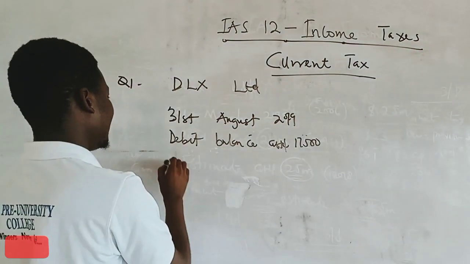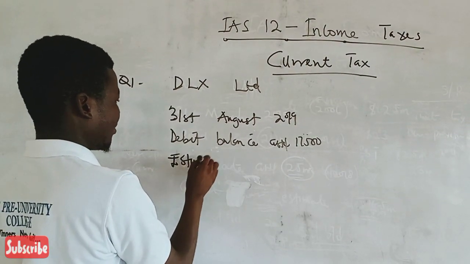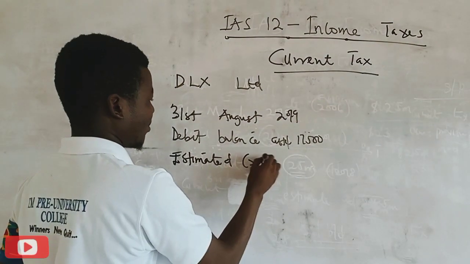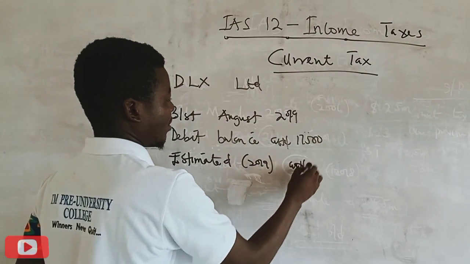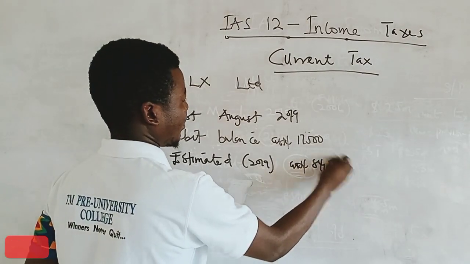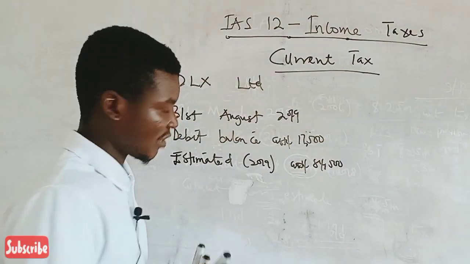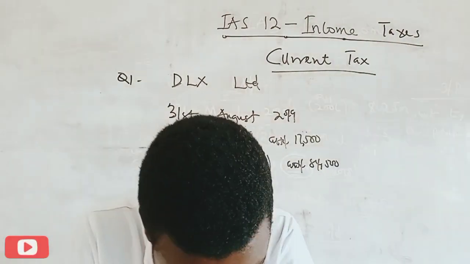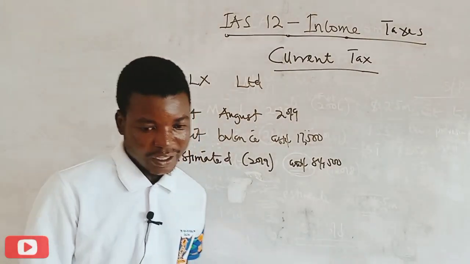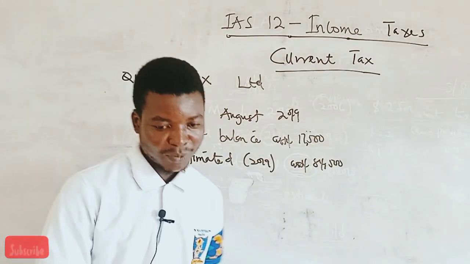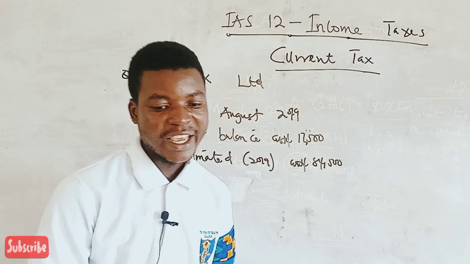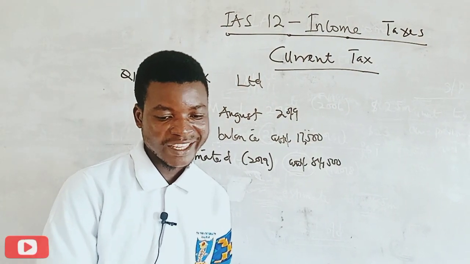The estimated liability for 2019 is 84,500. And no entry has yet been made to record this. Required: explain the appropriate accounting treatment of the above transaction for the year ended 31st August 2019.